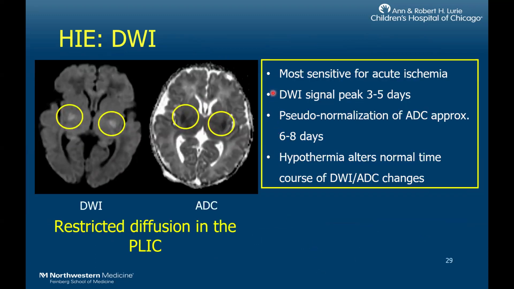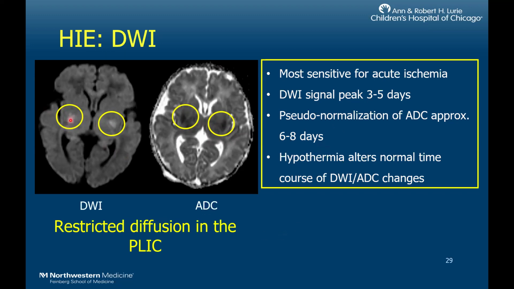So obviously we know that DWI is the most sensitive for acute ischemia. The DWI signal will peak at 3 to 5 days, and pseudo-normalization of that ADC map occurs around 6 to 8 days, maybe even 10 days. And cooling will prolong the DWI signal. So that hypothermia cooling alters the diffusion changes and prolongs it.